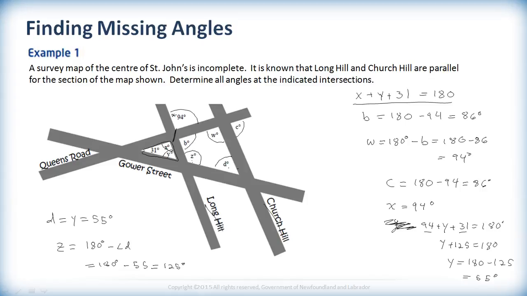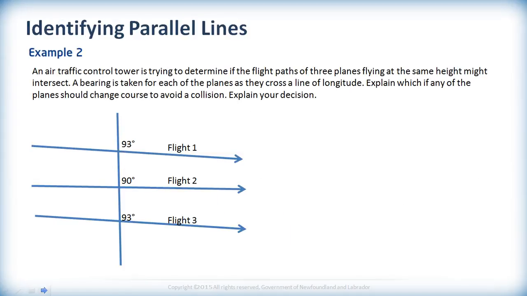Fun stuff. Who knew there were so many angles on the crazy streets of downtown St. John's? An air traffic control tower is trying to determine if the flight paths of three planes flying at the same height might intersect. That would be bad. A bearing is taken for each of the planes as they cross a line of longitude. Explain which, if any, of the planes should change course to avoid a collision and explain your decision.